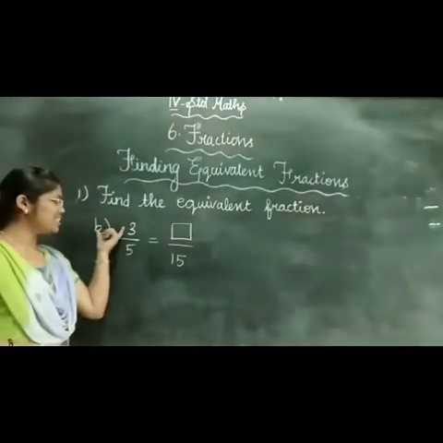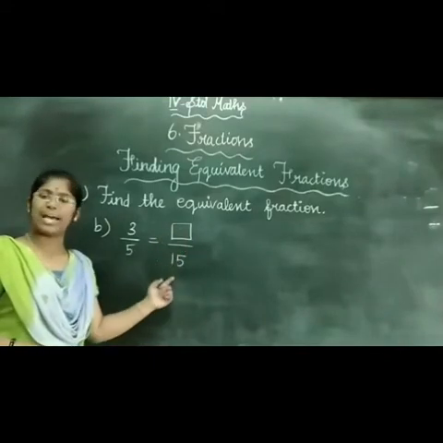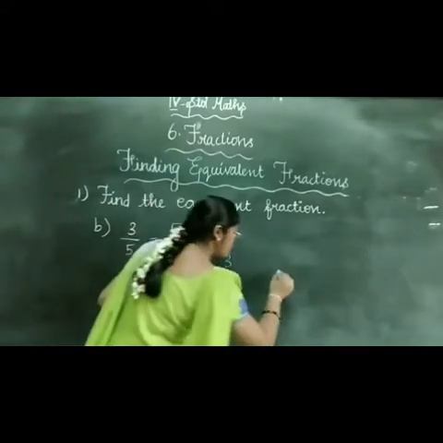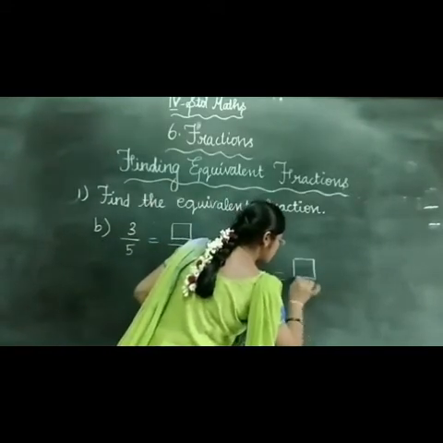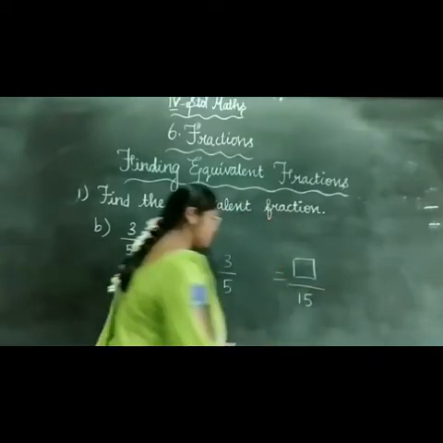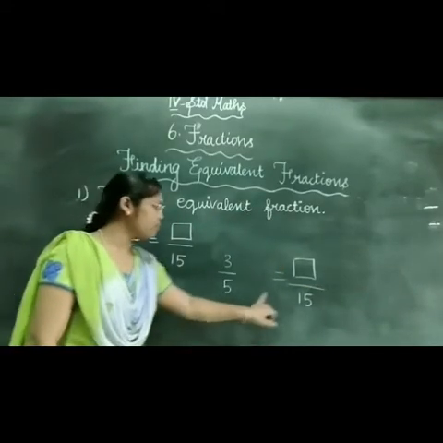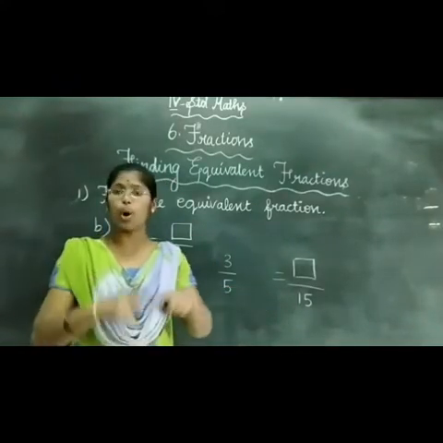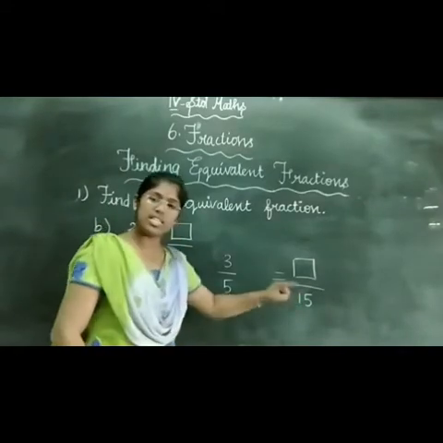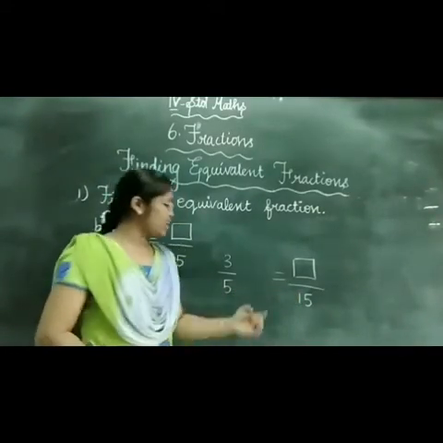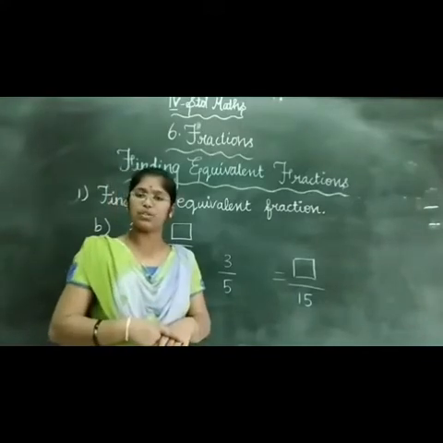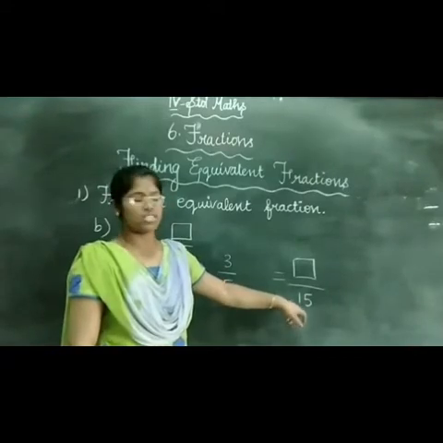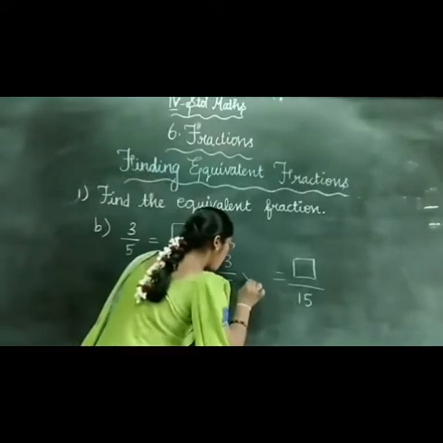The question is 3 by 5 is equal to dash by 15. See the denominator, children? 5, 15. The number is increased. So we have to multiply. If the number is increased, we have to multiply. If the number is decreased, we have to divide. 5 and 15, the number is increased. So we have to multiply.